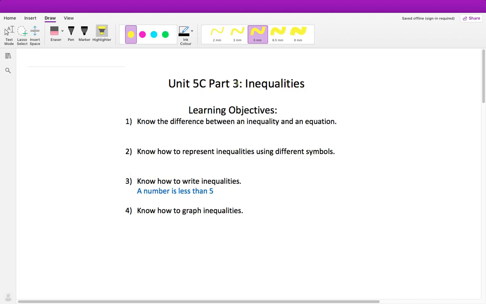So we're now moving on to the third part of this inequality section, and we're just going to be focused now on how to graph inequalities. All right, so we're now finally going to be finishing up this little section that we've been working on.